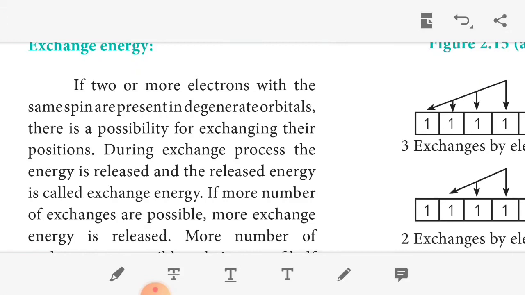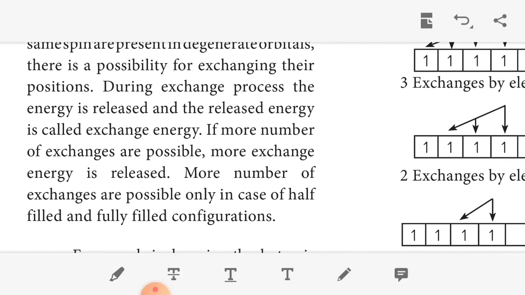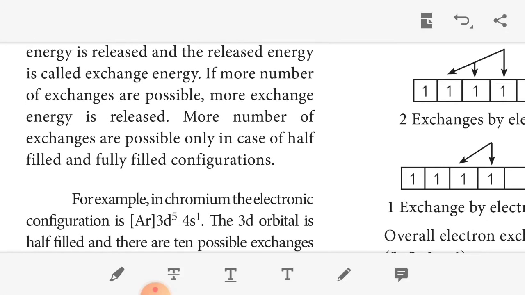Okay, so when two or three electrons of the same spin are present in degenerate orbitals, the energy released there is called the exchange energy. If more exchanges are possible, more exchange energy is released. When there are many exchanges, the energy release is greater. More exchanges are possible in the case of half-filled or fully filled configurations.